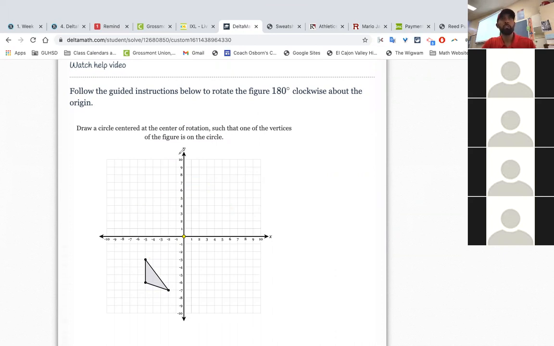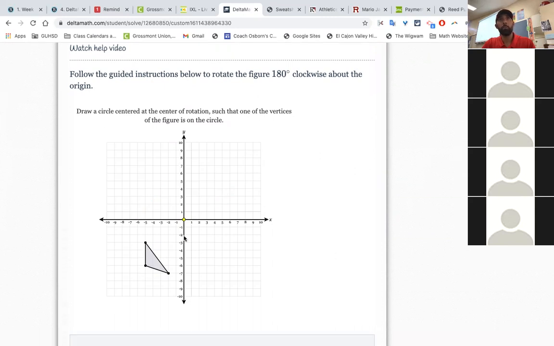All right, so first it wants me to draw a circle, click on the center and drag it out all the way till I get to a point. You can see it's kind of lined up with a point now. Then I draw a line, I click and I drag from the center to a point.